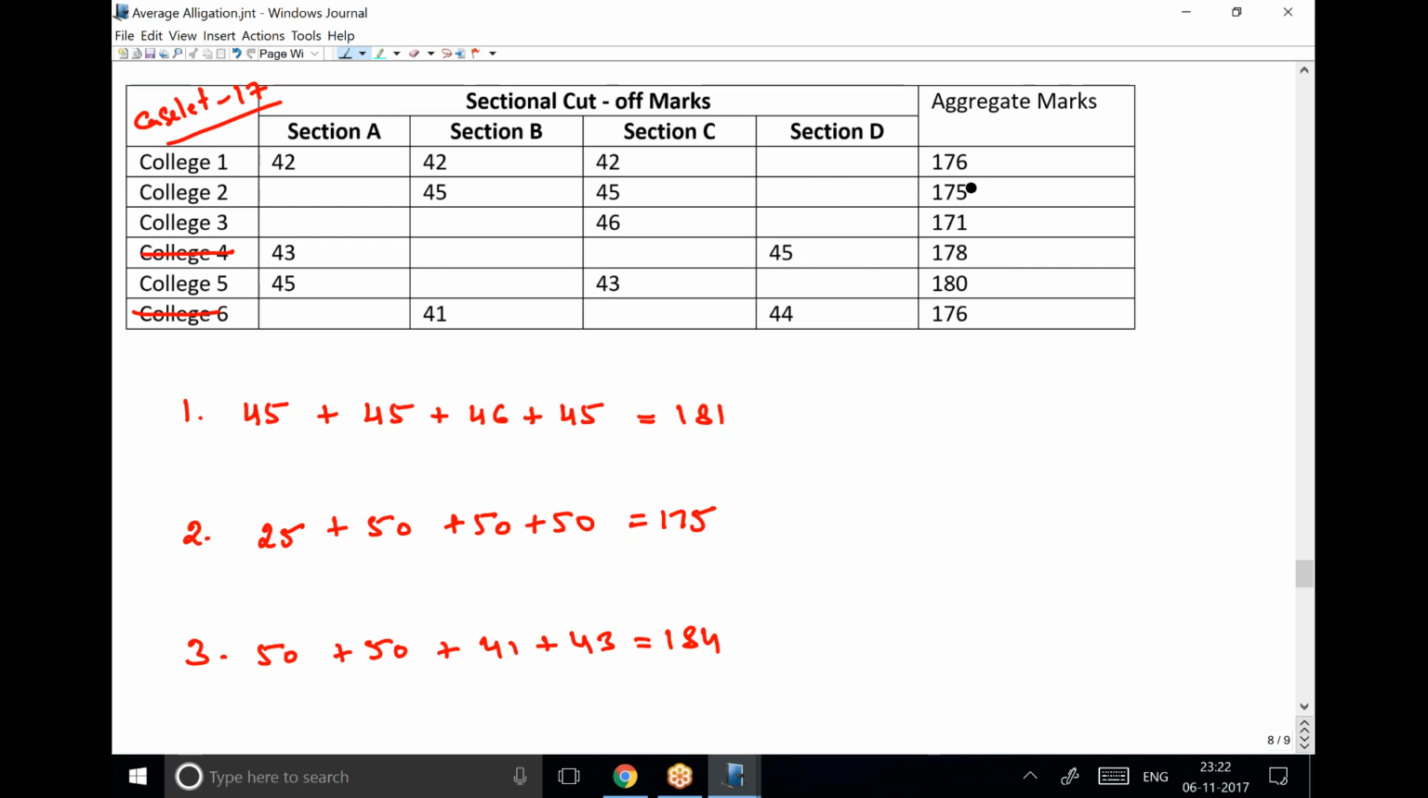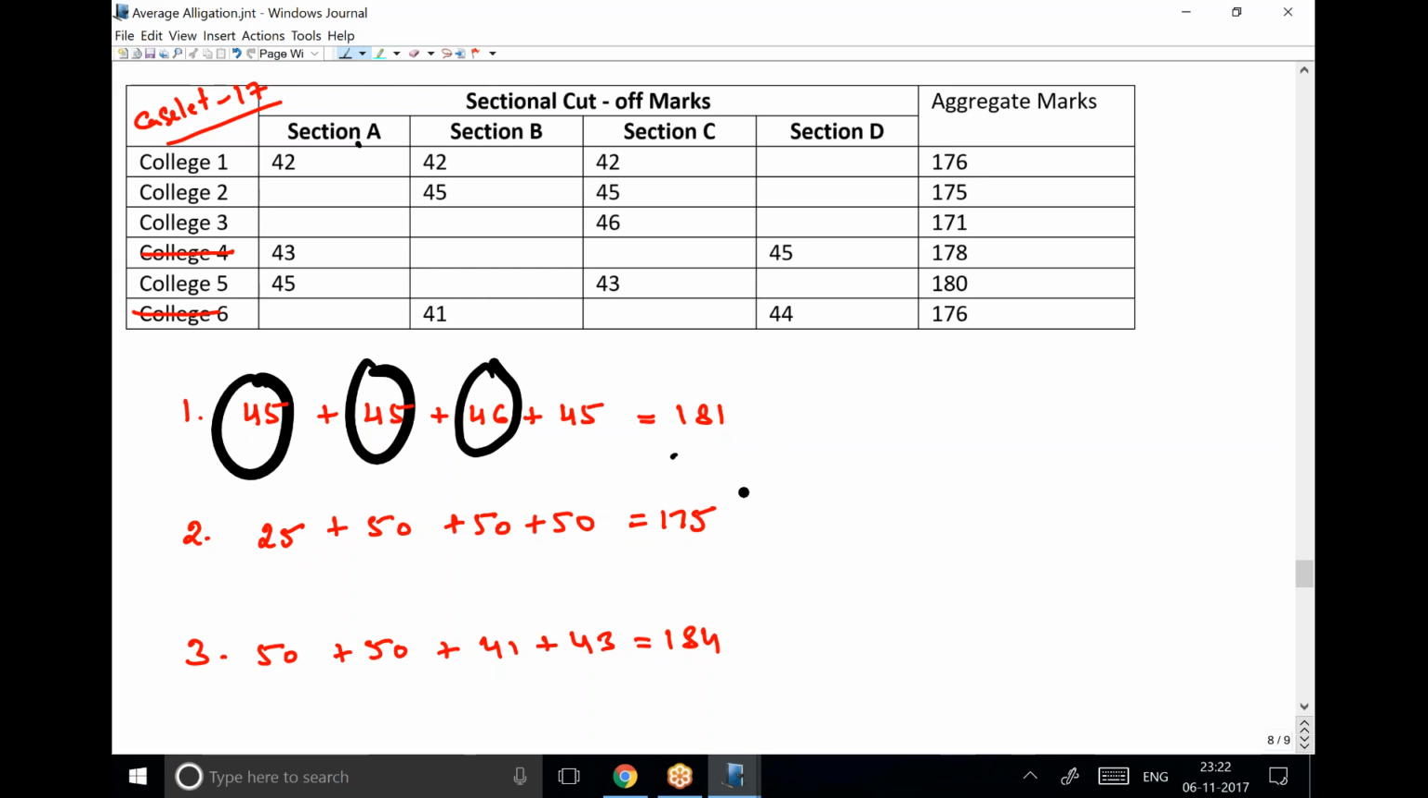So we can see if he wants to clear the section A cutoff, he's supposed to score 45, which is the college 5 cutoff. The section B highest cutoff is 45, so 45 is here. And the section C highest cutoff is 46, so 46 is here. And finally, he's also supposed to score a minimum of 180, right? He's supposed to score a minimum of 180.